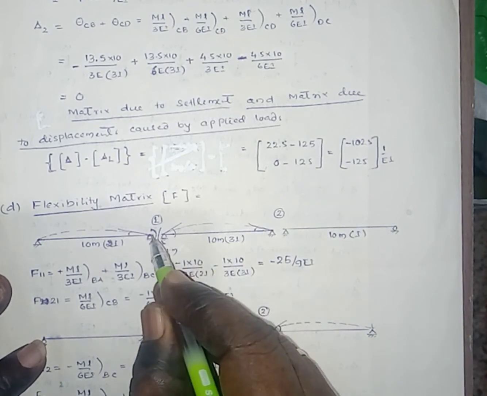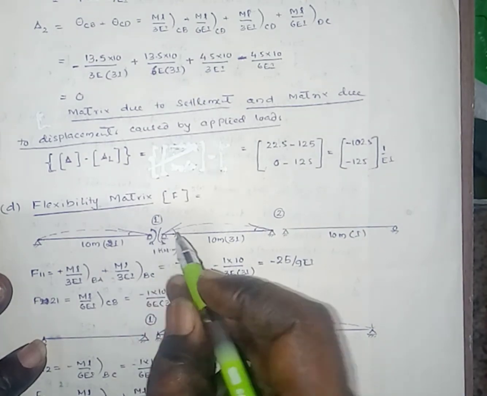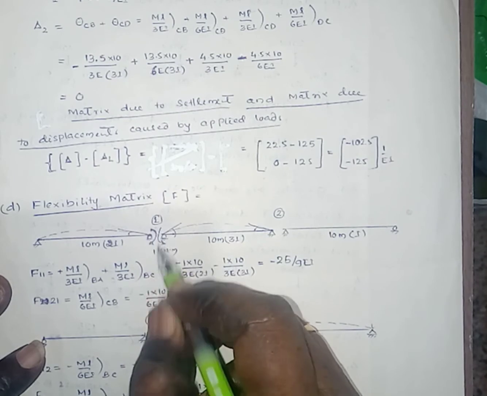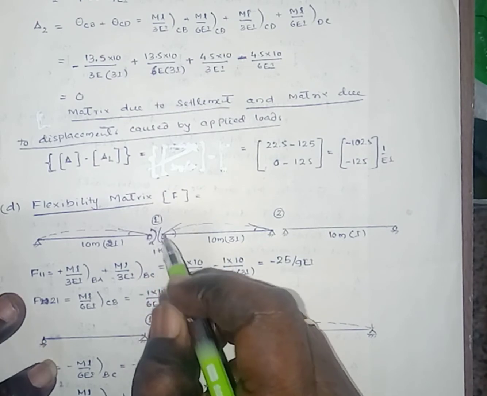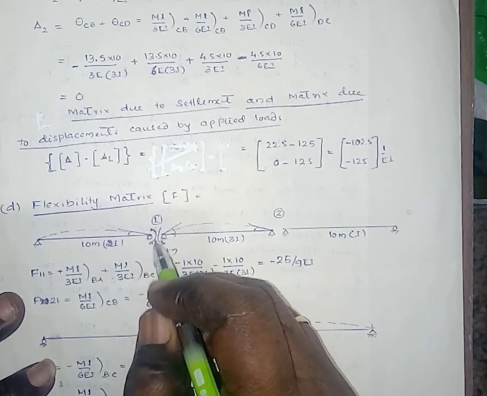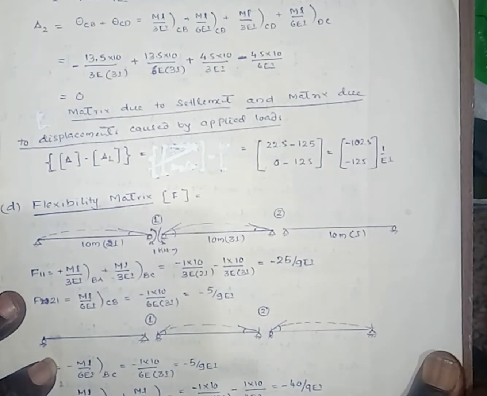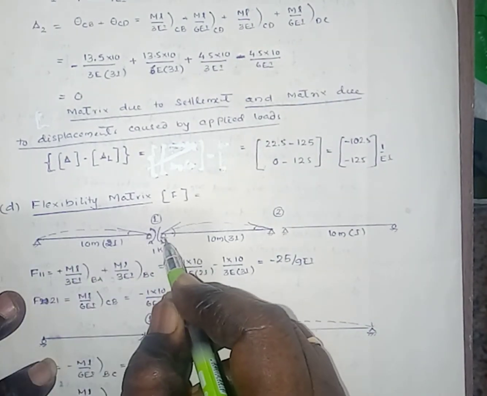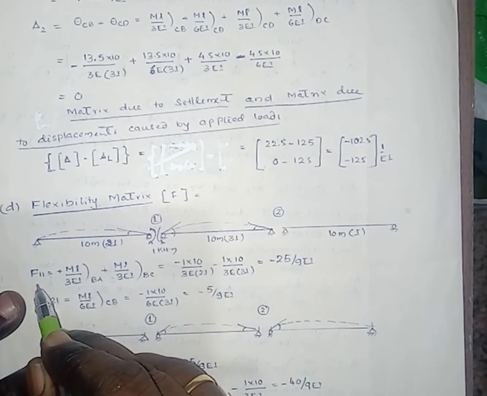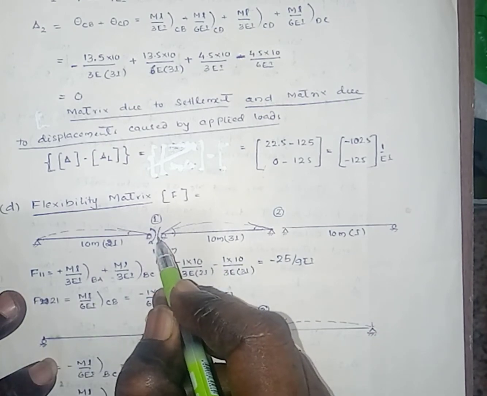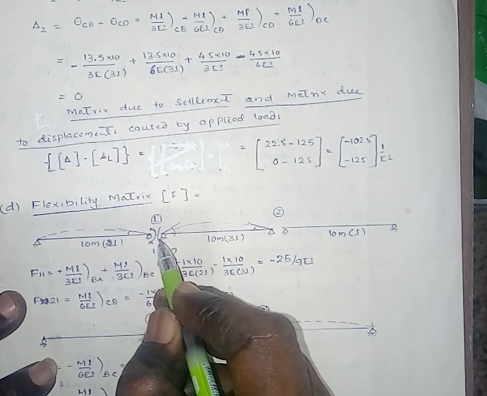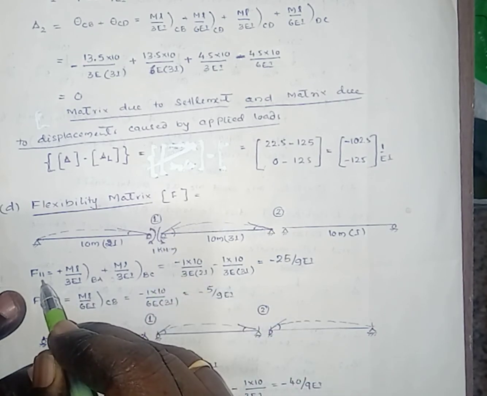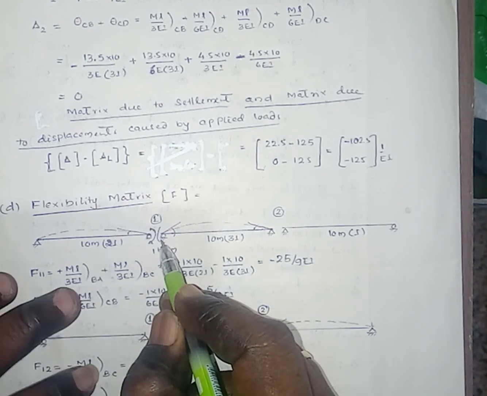Now we can apply the redundant in place of redundant moment MB. Here we can apply a unit hogging moment at coordinate 1. Here the two spans are connected, one is AB, one is BC. Then F11, that is the flexibility matrix element, that is displacement at 1 due to the load at 1.